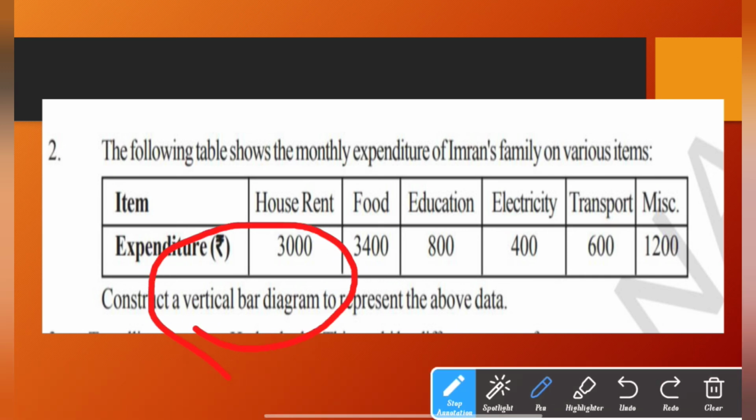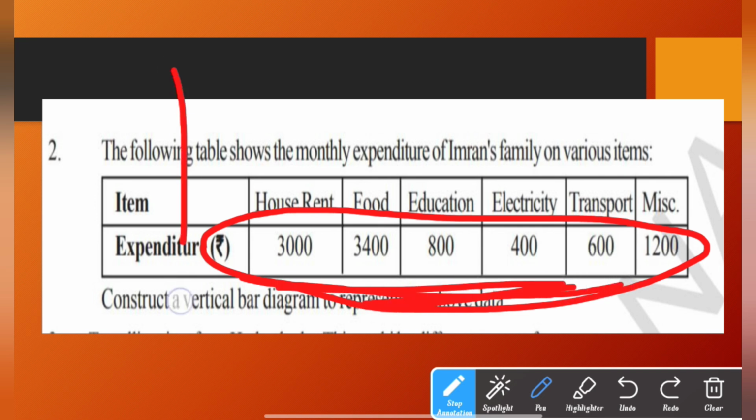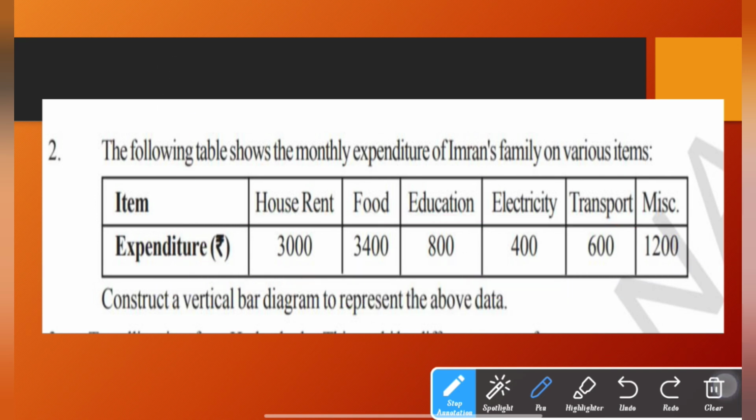Here the type of the graph is mentioned, so you have to construct specifically a vertical bar graph only. If it is not mentioned, if the question is asked like the previous one, construct a bar graph, you can choose the type of bar graph by yourself. But here in the question it is mentioned vertical bar graph, so you have to construct a vertical bar graph only. So in a vertical bar graph, the values, frequencies, are taken on the y-axis and the observations are taken on the x-axis.